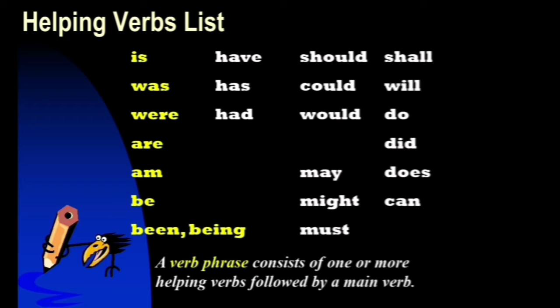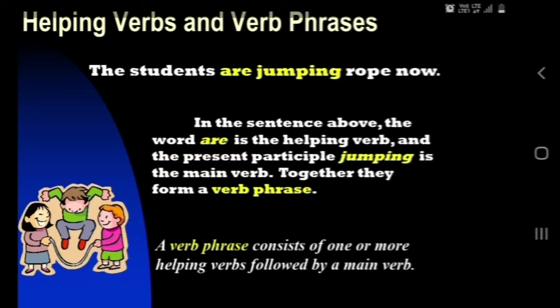A verb phrase consists of one or more helping verbs followed by a main verb. Helping verbs and verb phrases. The students are jumping rope now. In the sentence above, the word are is the helping verb and the present participle form jumping is the main verb. Together they form a verb phrase. A verb phrase consists of one or more helping verbs followed by a main verb.